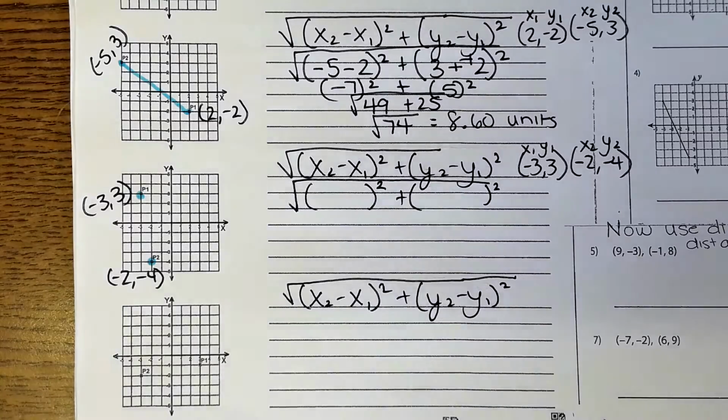Okay, so see if you can set it up and solve it at this point. Okay, so you should have gotten square root of 50. Did you guys get that? Some of you yes, some of you no.